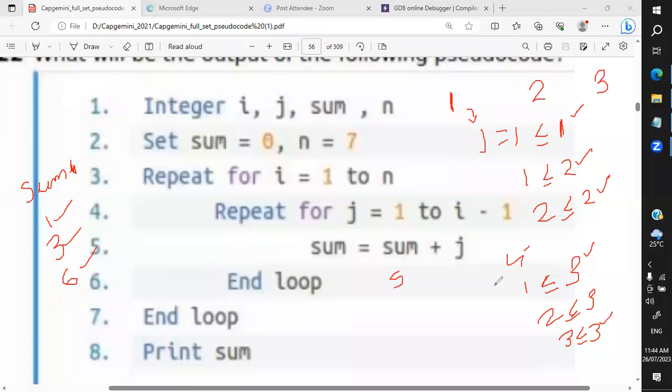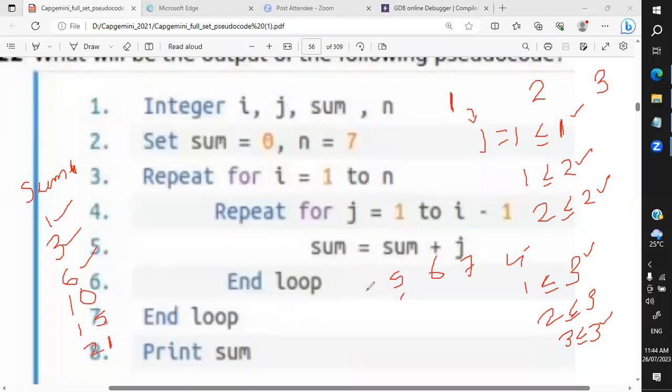So sum of 4 natural numbers is what? 10. Right? 10 will be added. Next time, when i equals 6, sum of 5 natural numbers. What is sum of 5 natural numbers? 15. Next, when i equals 7, what will happen? Sum of 6 natural numbers. What is sum of 6 natural numbers? 21.